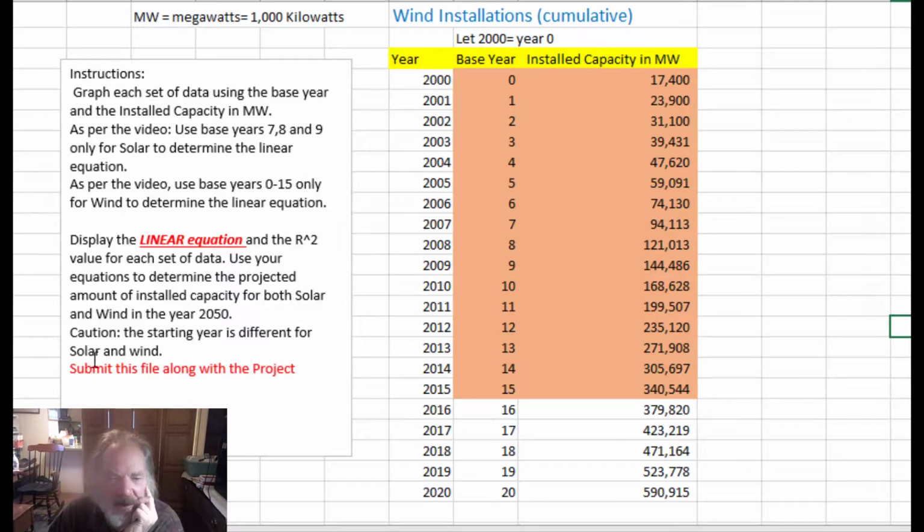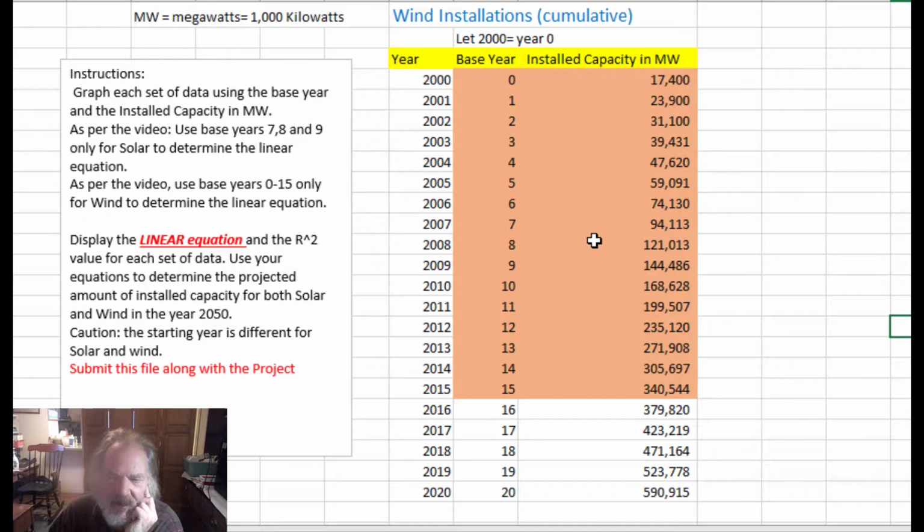So here again is the Excel file that you have available that you're going to use. For wind, the highlighted area in orange is what you're going to use to create your linear model. So you're only going to use the first 15 base years, which is 2000 to 2015, to create your model. And the reason for that is because this extra growth that we had in the last 5 years is probably not indicative of what's going to happen because of all the resistance that's shown up.